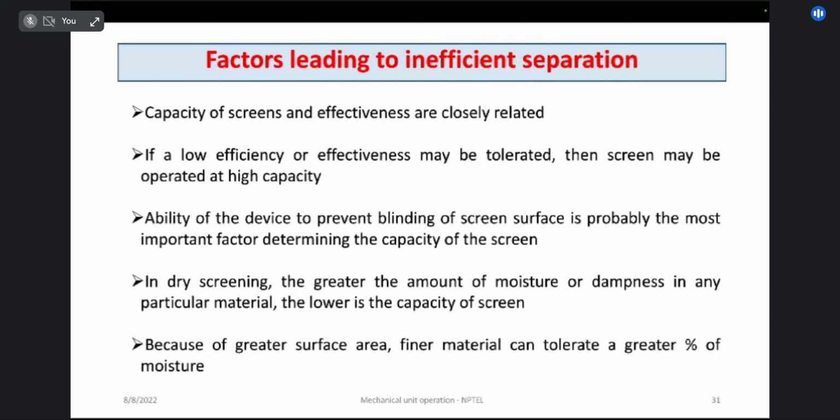In the dry screen, the greater the amount of moisture or dampness in any particular material, the lower the capacity. We already discussed this in the capacity part. Because of the greater surface area, finer material can tolerate a greater percentage of moisture. As you can see, fine material has a very great surface area, that's why it can tolerate a great amount of moisture. So we need to always keep all these factors in mind in order to not lead towards inefficient separation. We always have to do separation in an efficient manner.